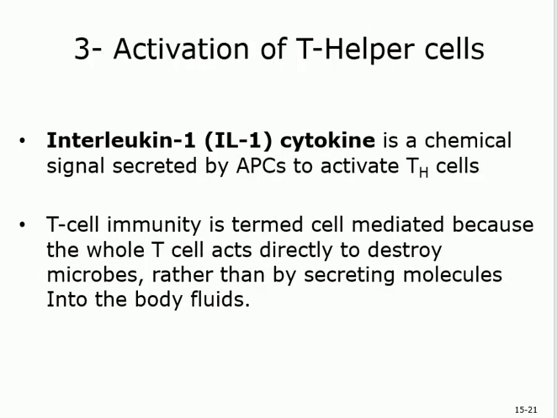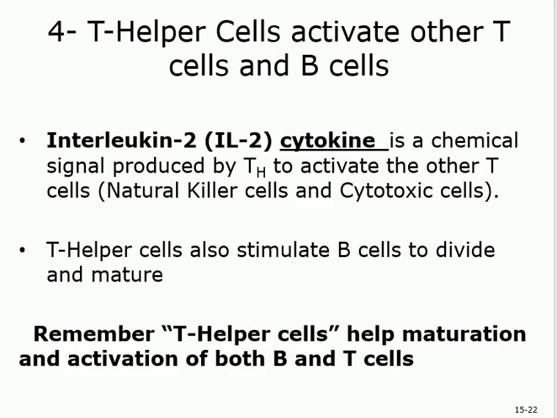So what are interleukin 1 and interleukin 2? Both of these are called cytokines. There is a difference. Who is secreting 1 and who is secreting 2? Who is secreting 1? APCs. They secrete interleukin 1, which is a cytokine. What's a cytokine? It's a chemical signal that's produced by these cells. These three APCs activate T helper cells. When T helper cells come, they secrete the other cytokine, another chemical that's called interleukin 2.